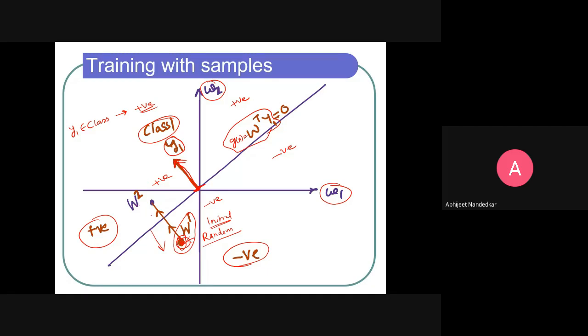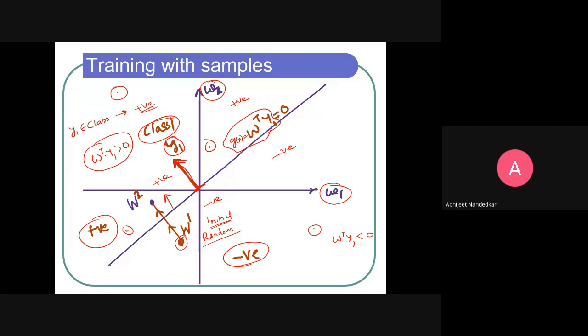So in this case, how do we adjust the answer? If you keep new weights on this side of the line, any weight which is above this line, your product w transpose y is going to be greater than 0. Any weight you choose from the bottom side, w transpose y is going to be negative. I want positive, so I take this weight, move in this direction, go to this side, and put this weight here.